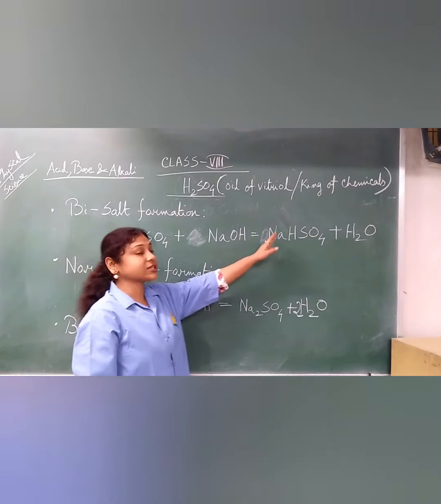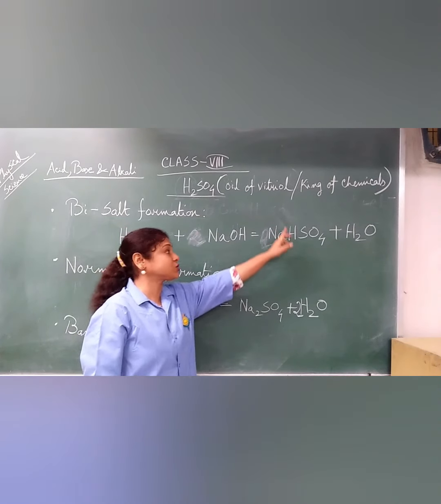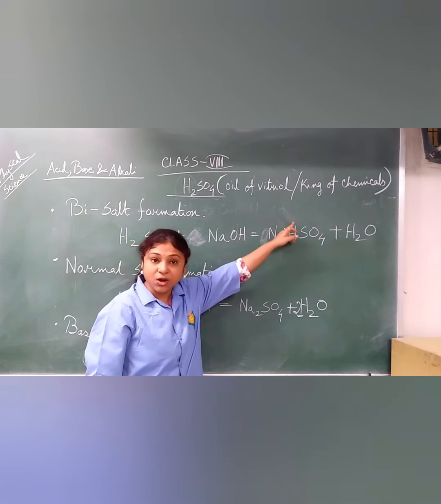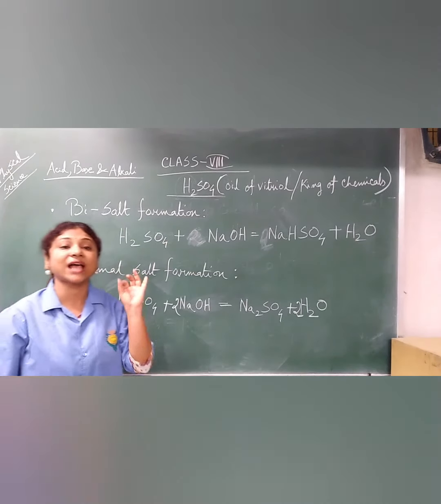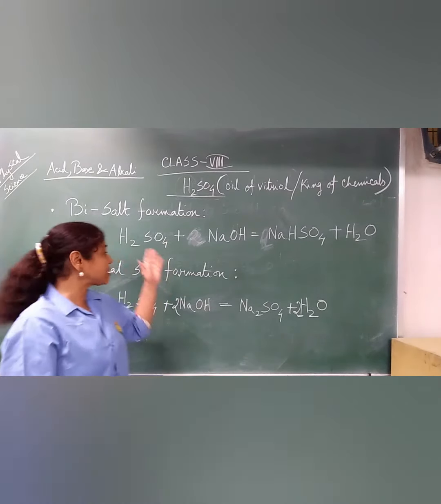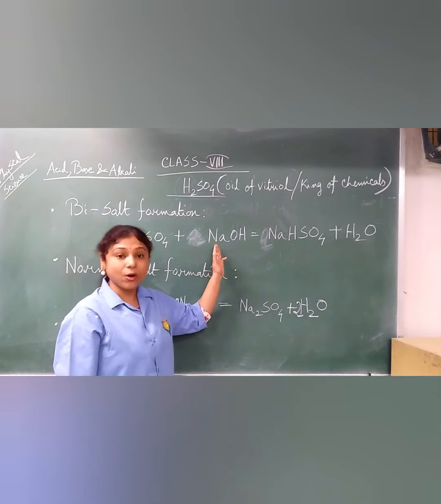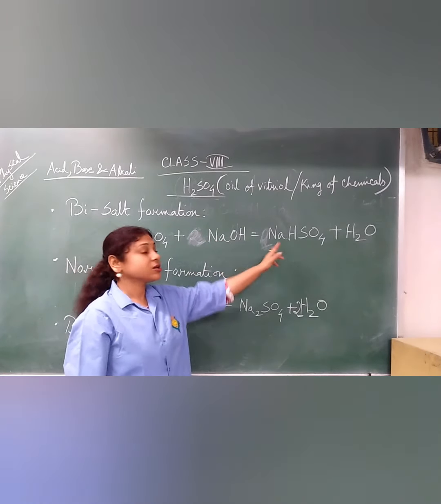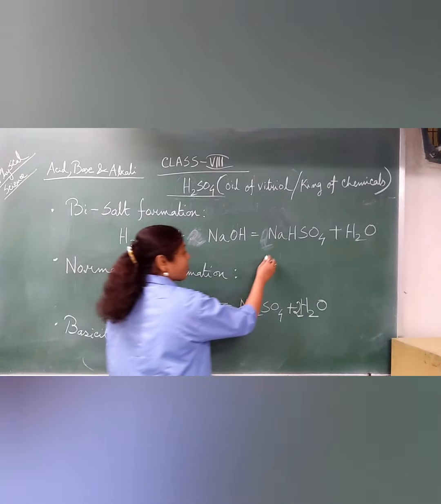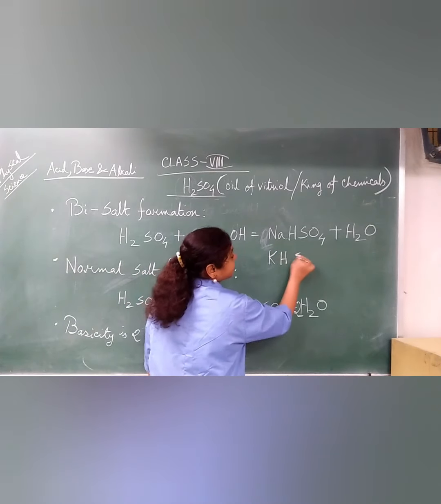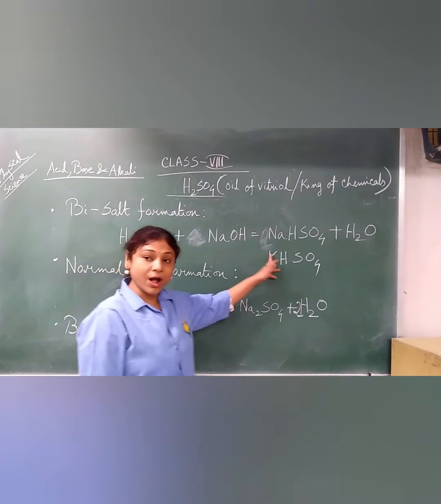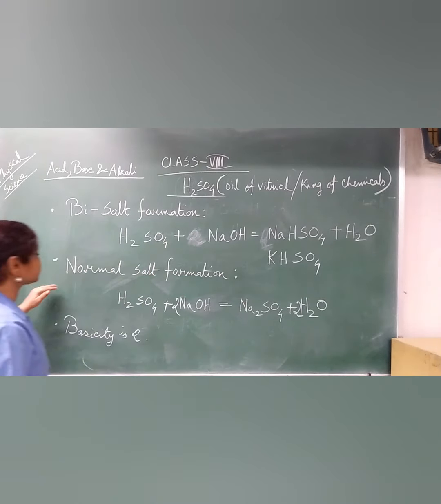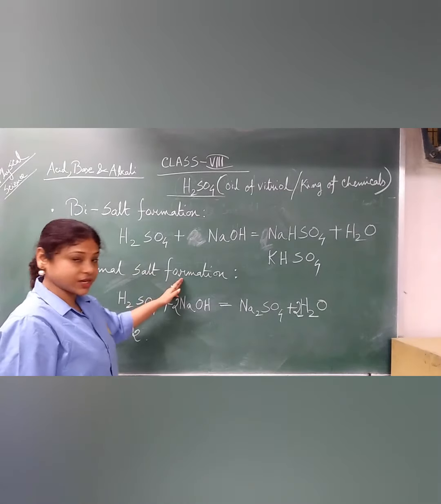But this salt that is produced is sodium bisulfate, because one replaceable hydrogen is there already. That's why this salt is called a bisalt or acid salt. Similarly, if H2SO4 reacts with KOH, then KHSO4, potassium bisulfate, will be formed, and water will be formed. Now next step, normal salt formation.